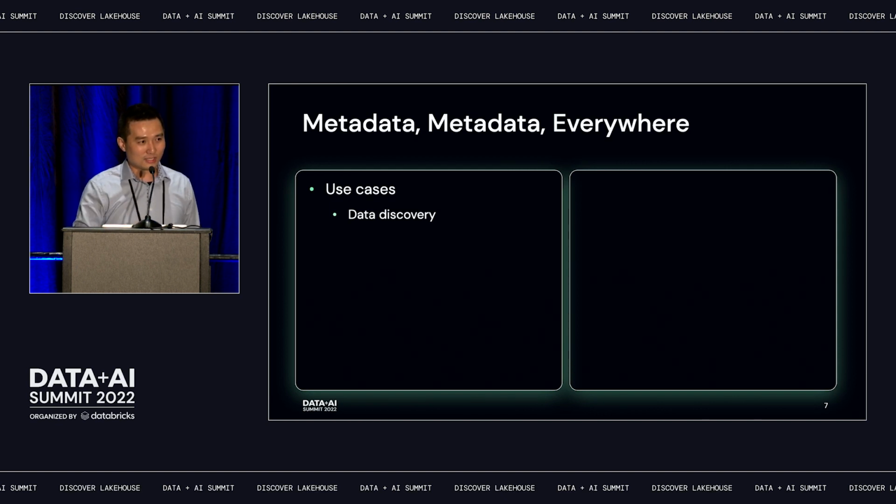So data discovery is one of the very first use cases, because you don't know what you have until you see it. So you want to be able to find what you have. Naturally, the next thing that links to that is data lineage. Now you know that you have all these tables, all these machine learning models, all these dashboards and whatnot. How are they related? How did you compute one from another? That is also a very important metadata-oriented use case.